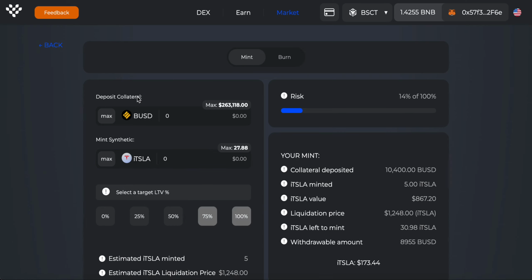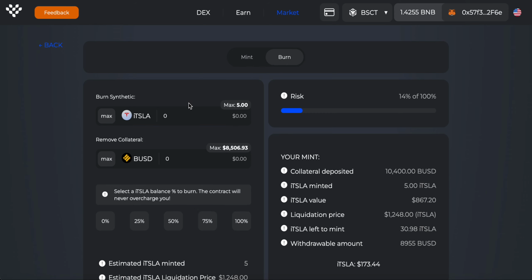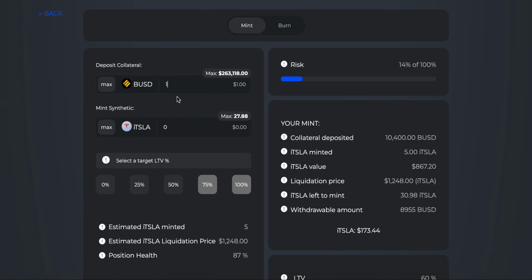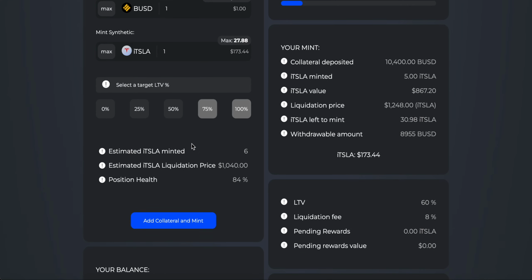So on mint mode, you are depositing collateral, right? Because I put money, and this collateral is gonna back the synthetic I'm gonna mint. So you deposit and you mint on the mint mode. On the burn mode, you repay or burn your synthetic, and then you remove your collateral. It is important to understand that you can deposit and mint together in one transaction, or you can do them independently.